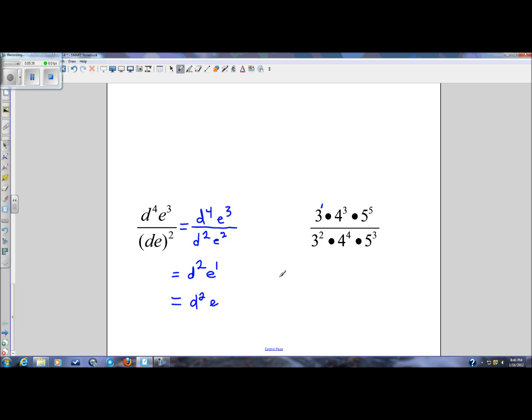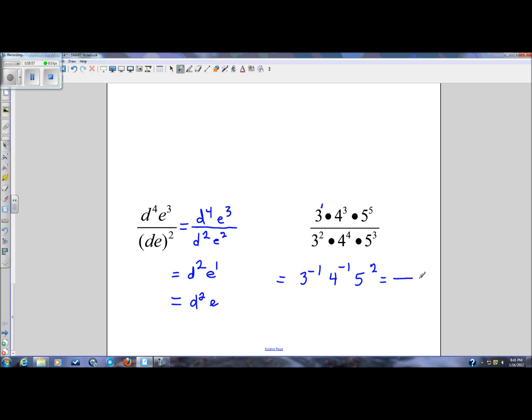Let's subtract the exponents on the like bases. So 1 minus 2 gives you negative 1. We have 3 to the negative 1. For the 4s, 3 minus 4 gives you negative 1, so you have times 4 to the negative 1. 5 to the fifth over 5 to the third, 5 minus 3 gives you 2, so 5 to the second.